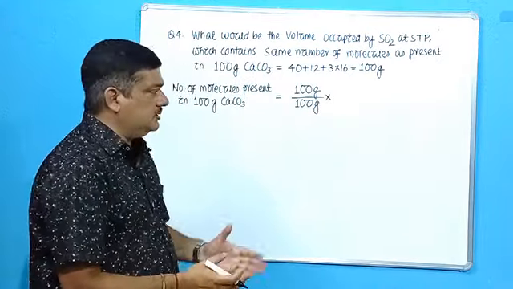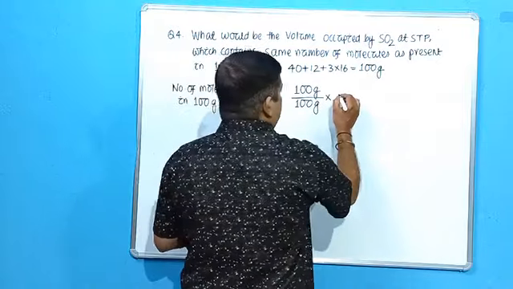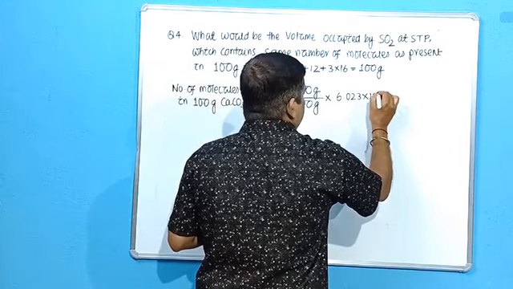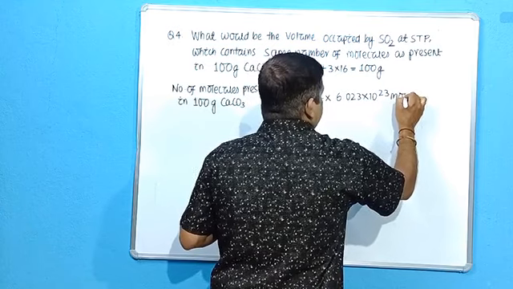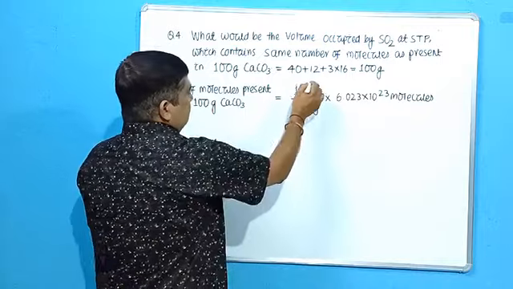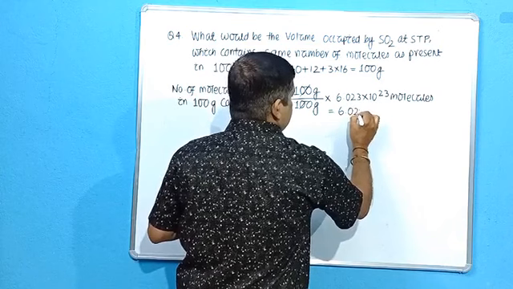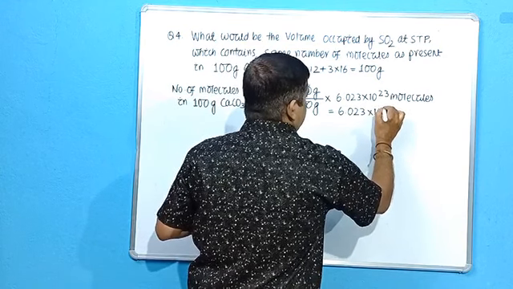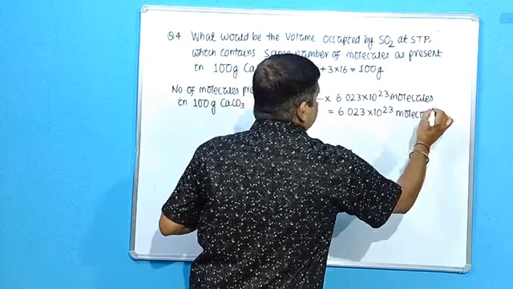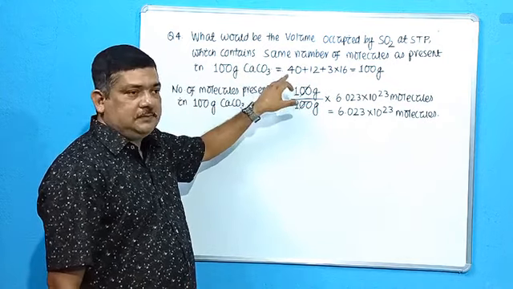One mole contains Avogadro number of molecules. So the given moles will contain given moles into Avogadro number of molecules, which is 6.023 into 10 to the power 23 molecules. These two will cancel out. So it will contain 6.023 into 10 to the power 23 molecules. This is the first bit: we found the number of molecules present in 100 gram of calcium carbonate.